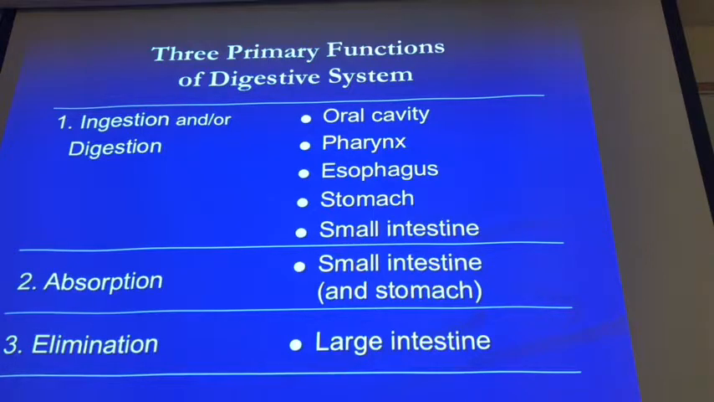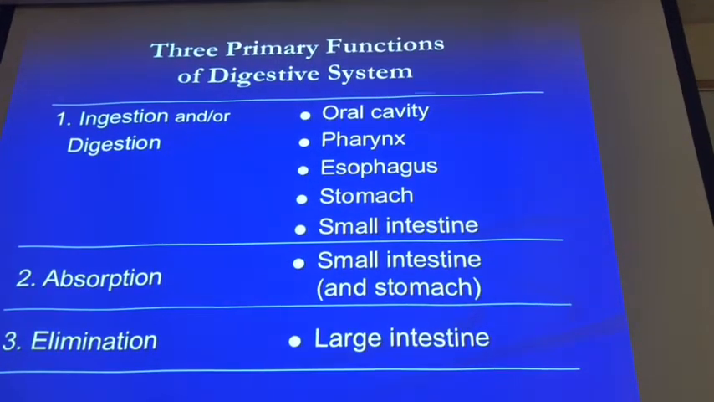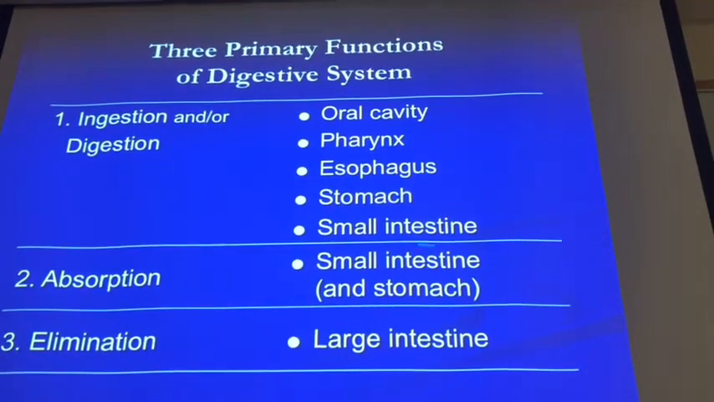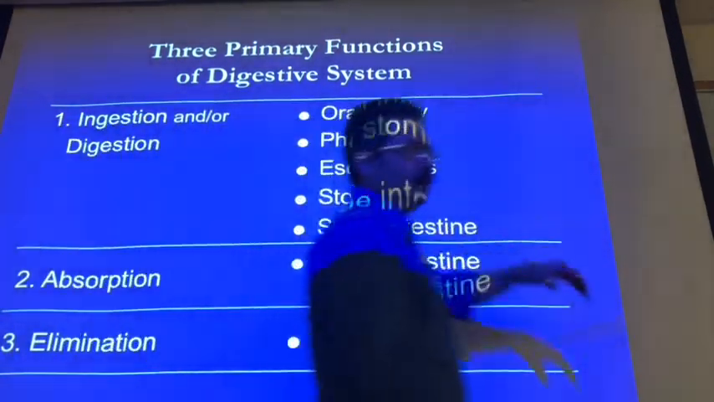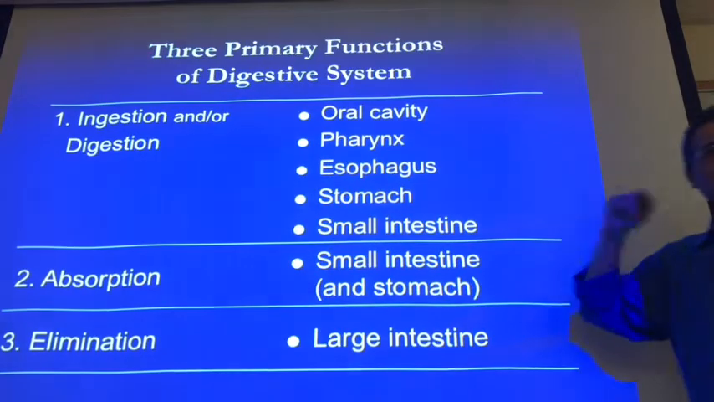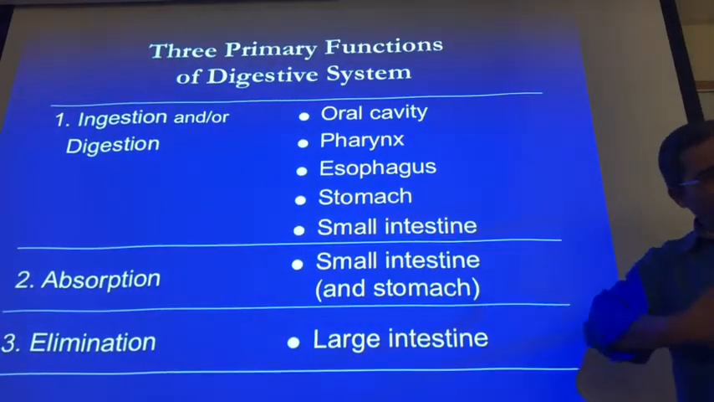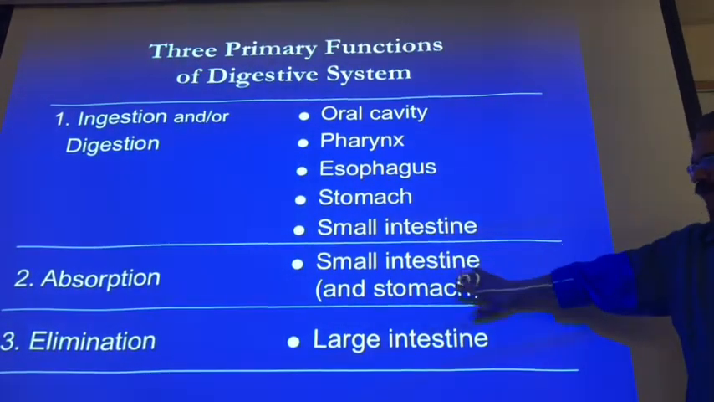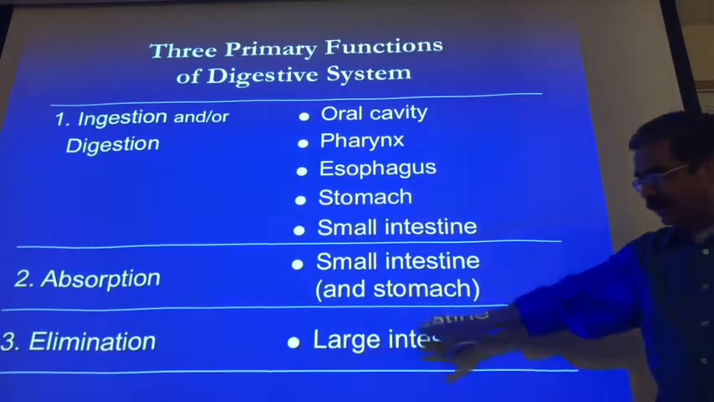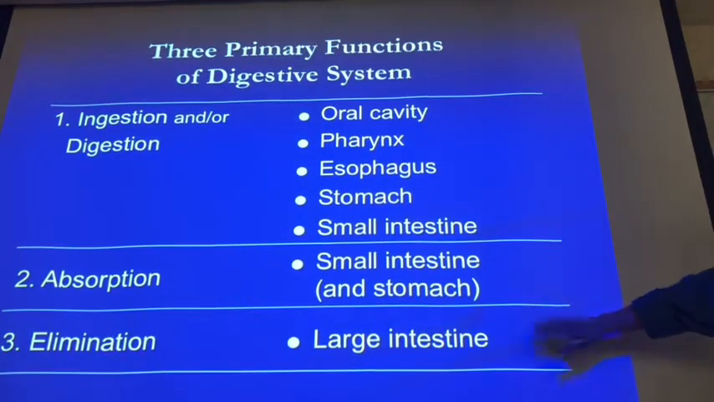All right, three primary functions of the digestive system: ingestion or digestion, absorption, and elimination. Ingestion and digestion are all done up here. By the time you get to the small intestine, you do some digestion, especially in the duodenum, and then once it moves out of the duodenum, you begin to have a lot of absorption. And then the elimination is done in the large intestine.